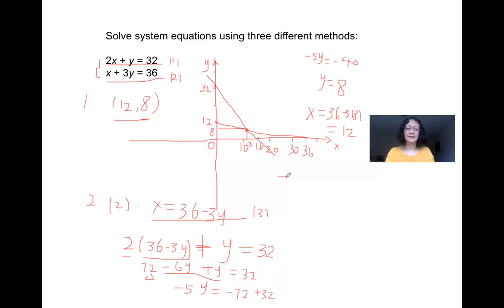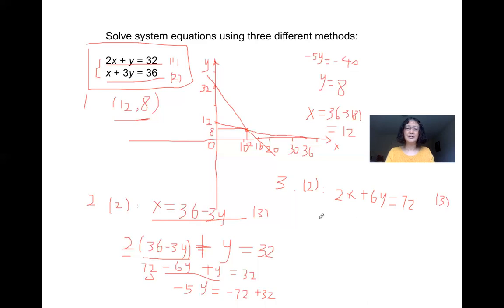Actually, this is the third method. Again, our starting point is these 2 equations. For equation 2, multiply both sides by 2. You get 2x plus 6y equal to 72. And we call this equation 3.